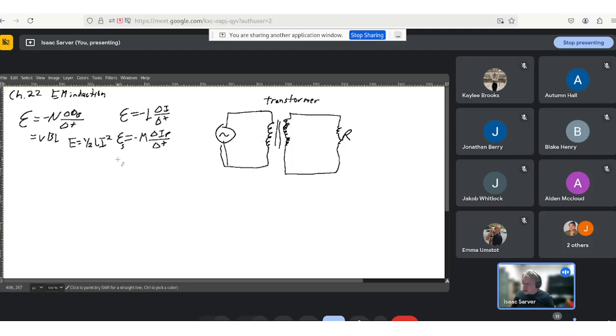And so it's just as easy to say that the electromotive force in the primary is equal to minus the mutual inductance times delta I_S in the secondary over change in time. Because M is built off of geometry, M will be the same regardless of whether the P is here or the S is there. So these two M's will be the same.